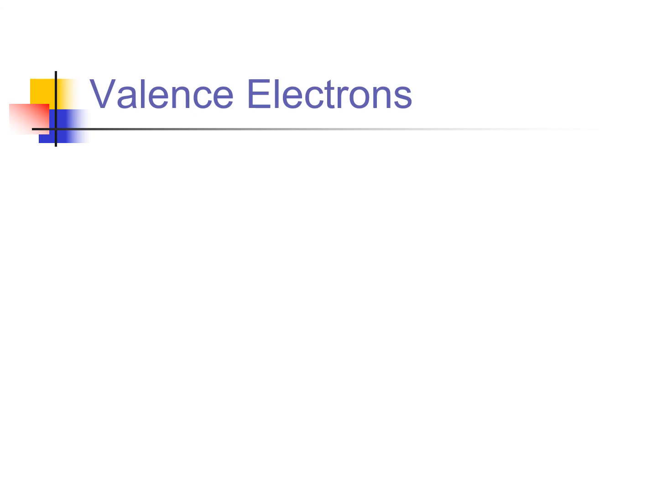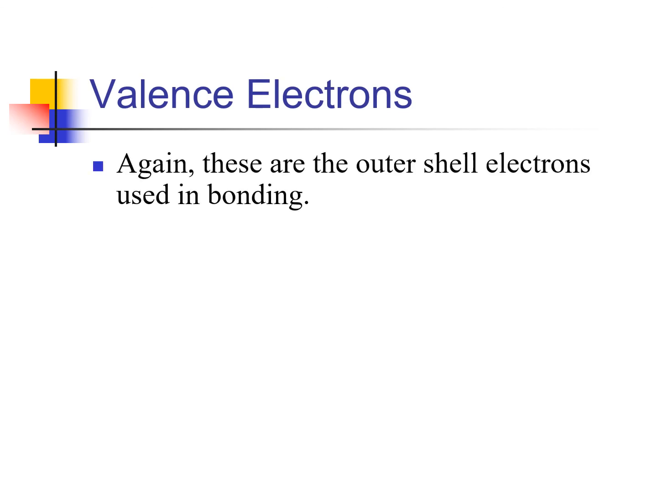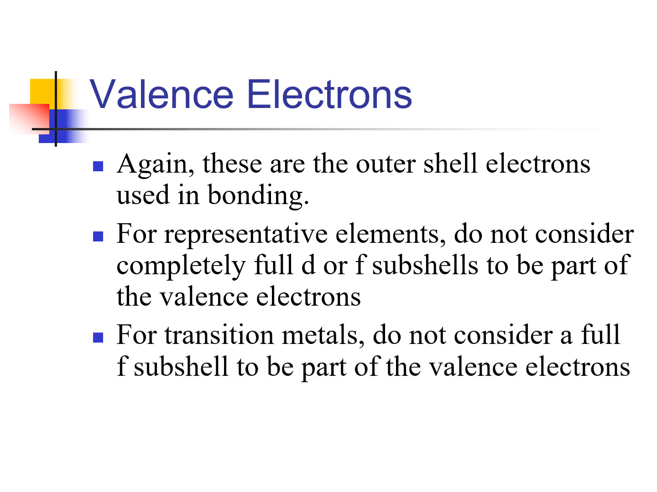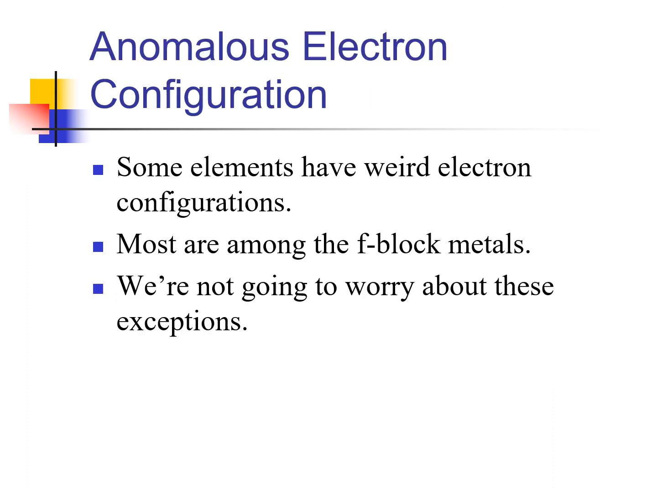Pretty straightforward. Valence electrons, again, these are the outer shell electrons used in bonding. For representative elements, do not consider completely full D or F subshells to be part of the valence. For transition metals, do not consider a full F subshell to be part of the valence. So again, for the transition metals, don't worry about the F sublevels. For things in the S or P block, don't worry about the D or Fs.